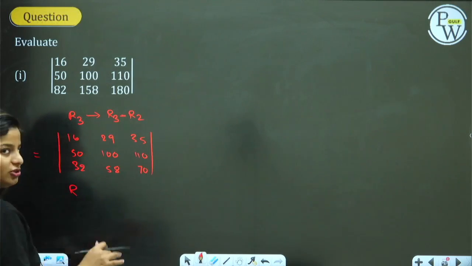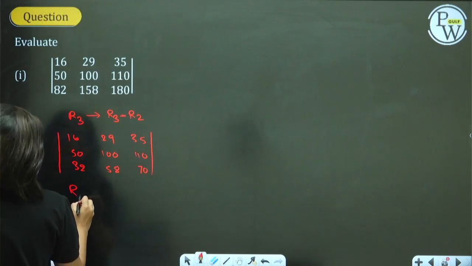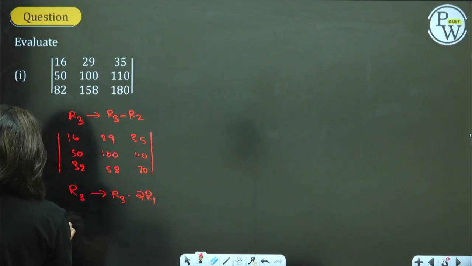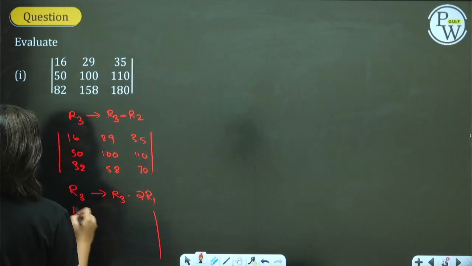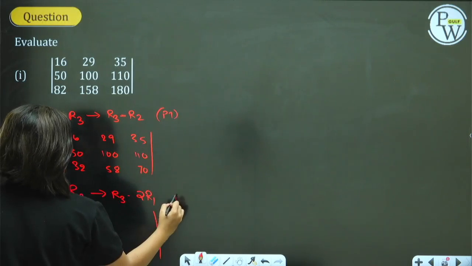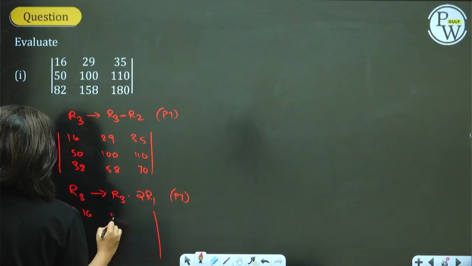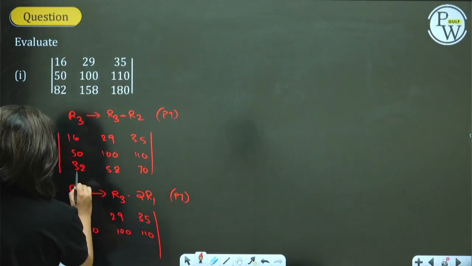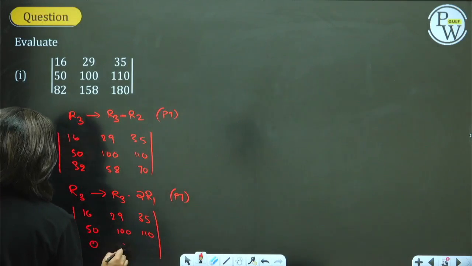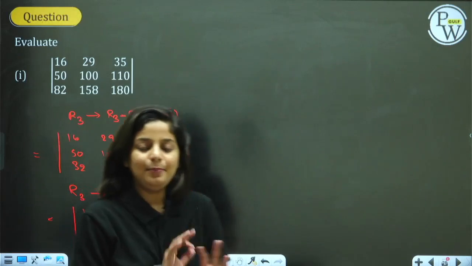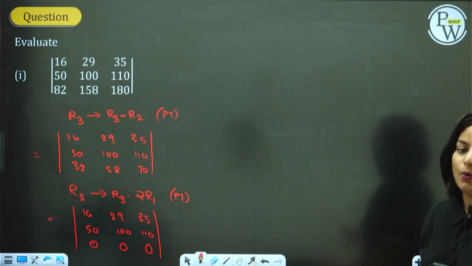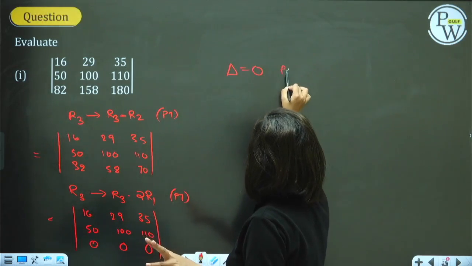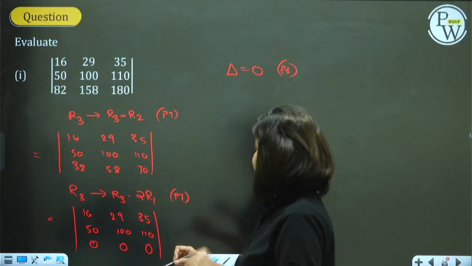One more transformation and we are done. Row 3 changes to row 3 minus 2 times row 1. Again, property 7. Can you recollect? P7, elementary transformation. 16, 29, 35, 50, 100, 110. 32 minus 32, 0, 0, 0. If any particular row or column is 0, then property 3 says this determinant is going to be equal to 0.